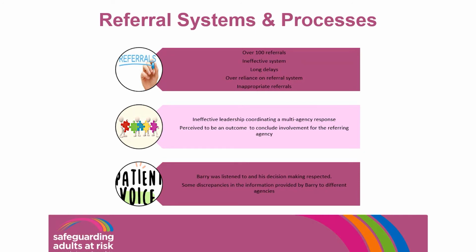There was an over-reliance on the referral system, with Barry's case being repeatedly communicated to another team or department, rather than a team or department coordinating a more effective response. There were also issues where referrals were inappropriate for the role and inappropriate to the services they were being sent to. Individually, practitioners tried extremely hard to serve Barry, but the current system let down those with repeated needs that cannot be dealt with by single agencies alone, such as a GP, for example.